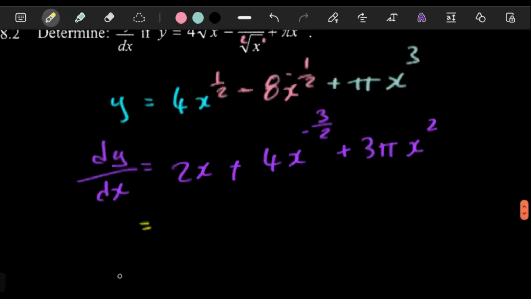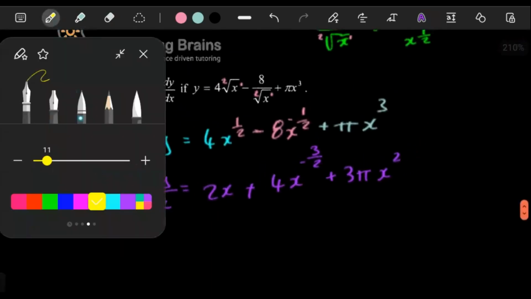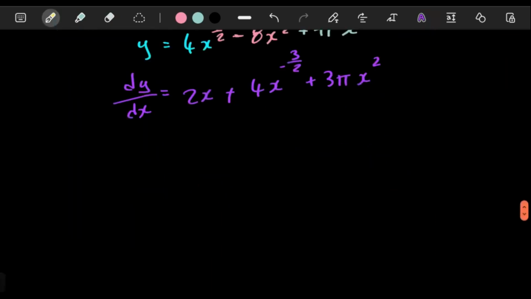Let's see. What do we do now? Well, we have differentiated, so we're done. Yeah, we're done. Isn't this fantastic? Yes, it definitely is. So this is 8.2. Is it 8.2? Yes, it is 8.2.